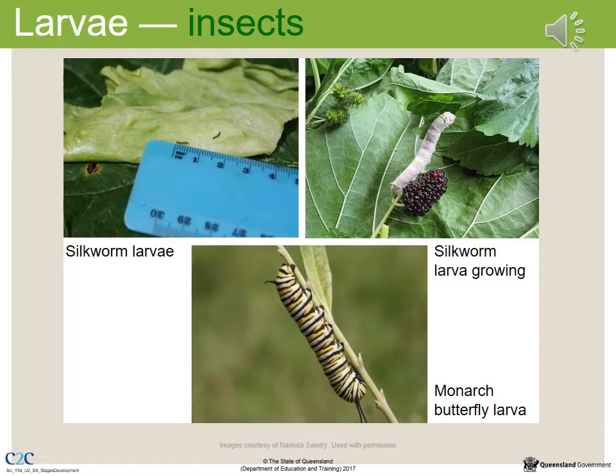So we can see here there's some silkworm larvae there, and they are absolutely tiny. And then as it's grown up a little bit, you can see it there next to the mulberry. And then you can see the monarch butterfly larva, and it would start out small from its egg because we saw how small it was before, and then it grows up to be slightly bigger before it changes to its next stage of development.